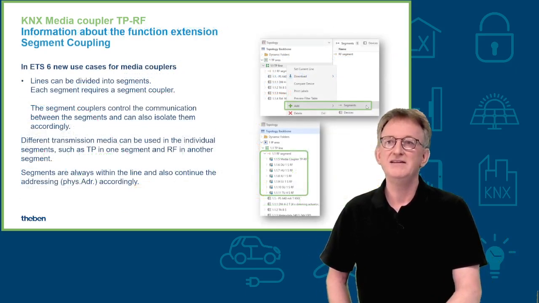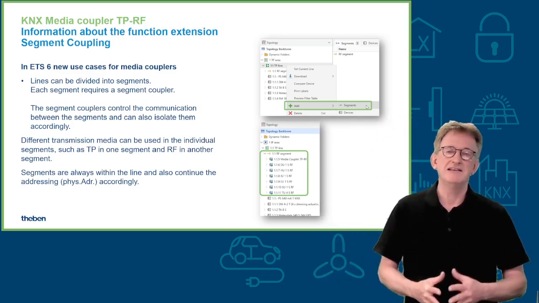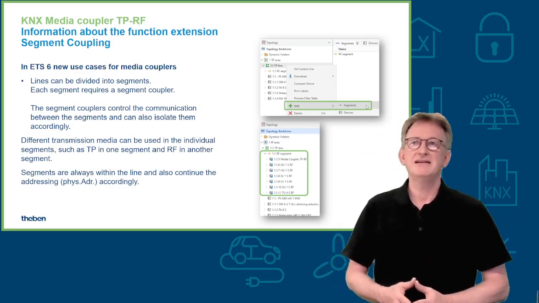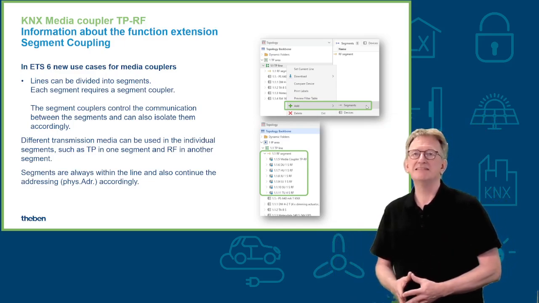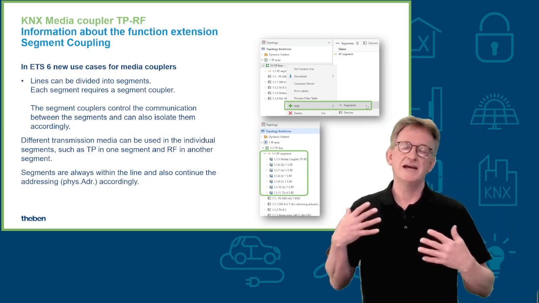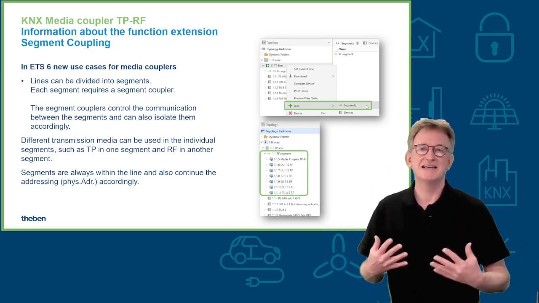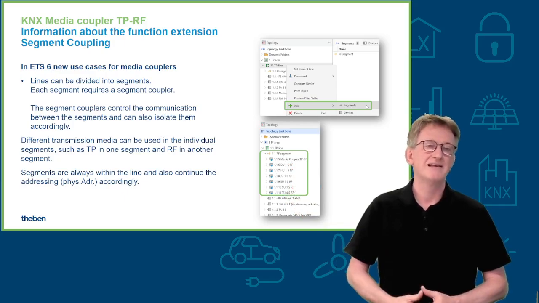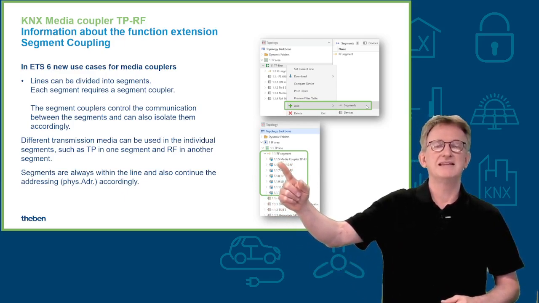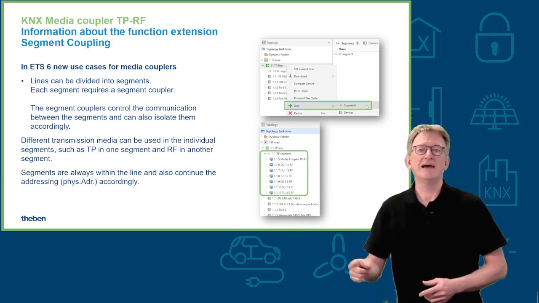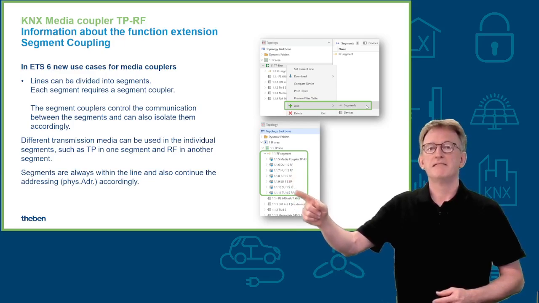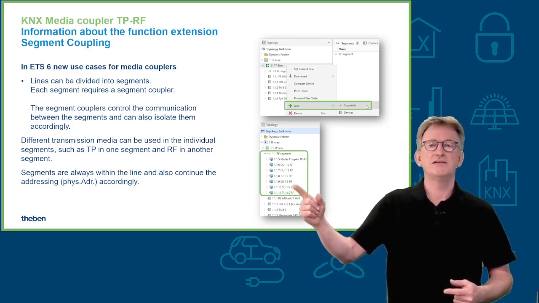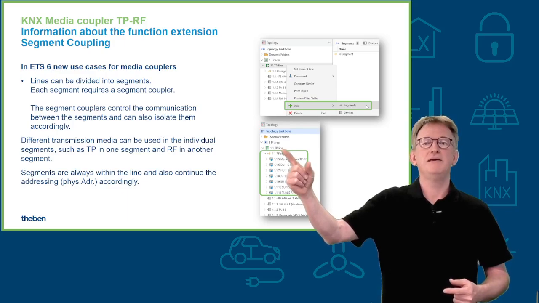And now with ETS6, they have invented a new solution to address exactly those kind of issues. So in ETS6, it's now allowed to set up segment coupling. That means that you can add within an existing line an additional segment. And within that segment, you add the media coupler. The media coupler will then no longer work as a line coupler. As you can see, it has just a standard physical address from the existing line, but also all the other actuators which are within that RF segment will also get just a valid physical address from the existing TP line.